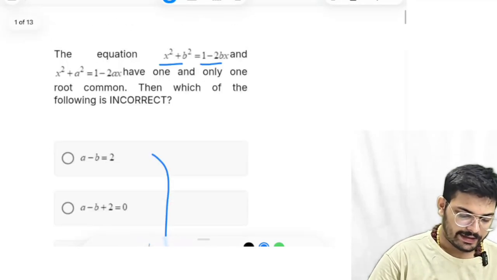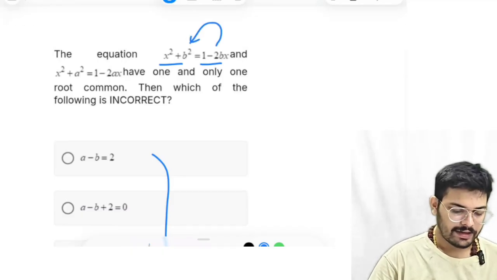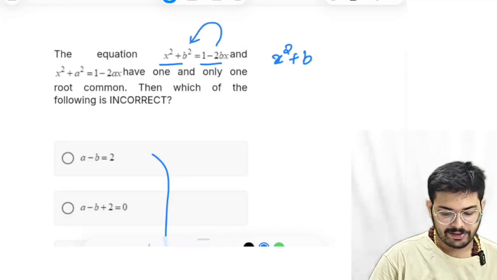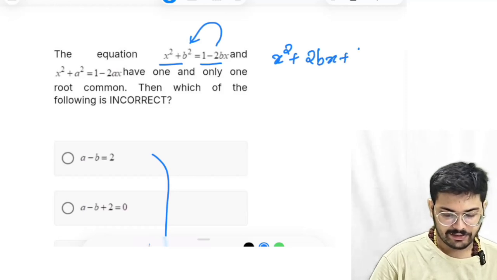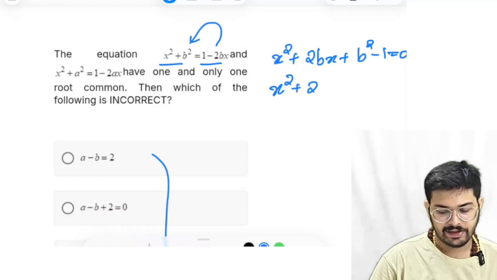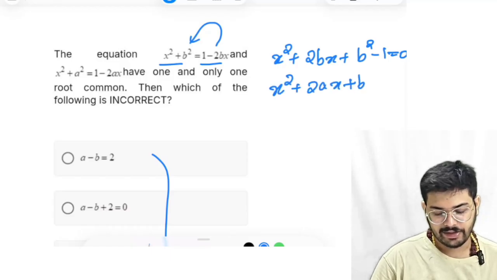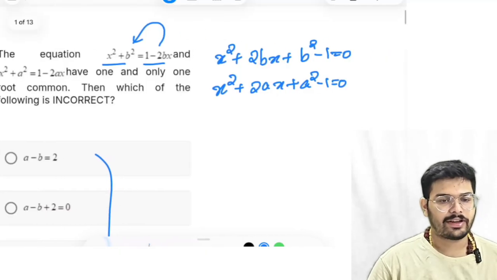First of all, I'll be writing these quadratic equations. I'll be bringing every term from the RHS to the LHS. So it will become x squared + 2bx + b squared - 1 = 0. Similarly, for the other equation, only the variable will be changing. It will be x squared + 2ax + a squared - 1 = 0. Now we have two quadratic equations, right?